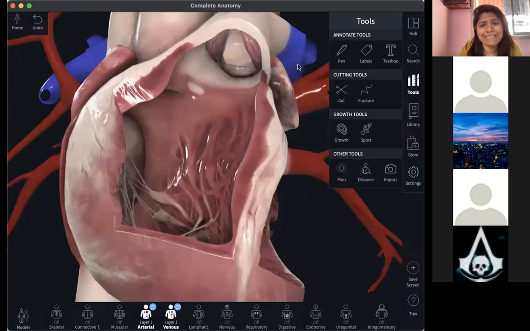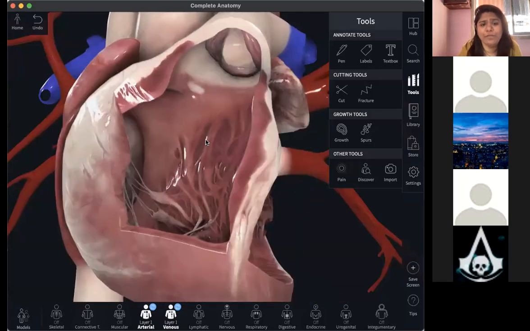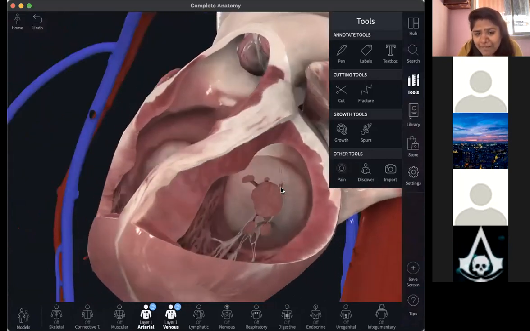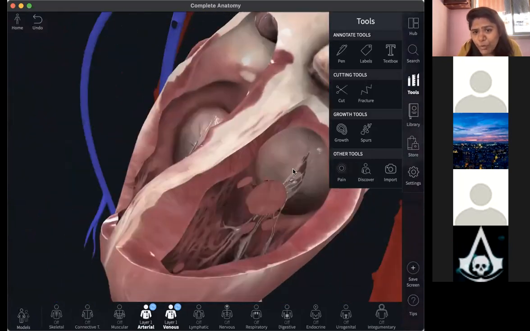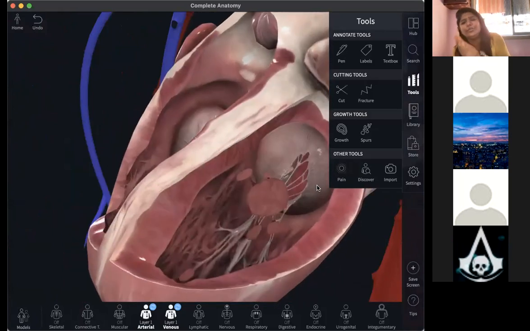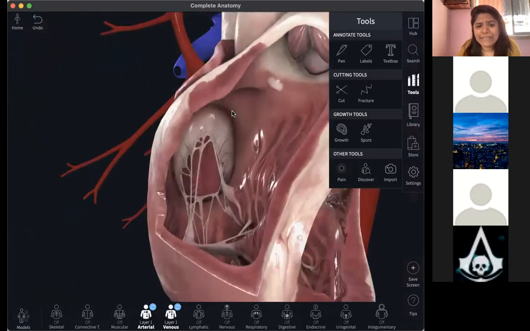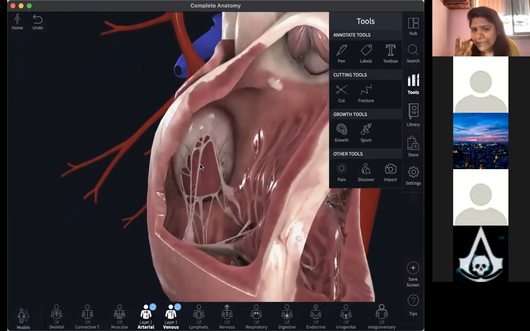What you can say is your bicuspid valve is called bicuspid because it has two flaps. You can see that there are two flaps that open and close. Because there are two flaps that open and close, we call it the bicuspid valve. And because here there are three flaps, we call it the tricuspid valve.